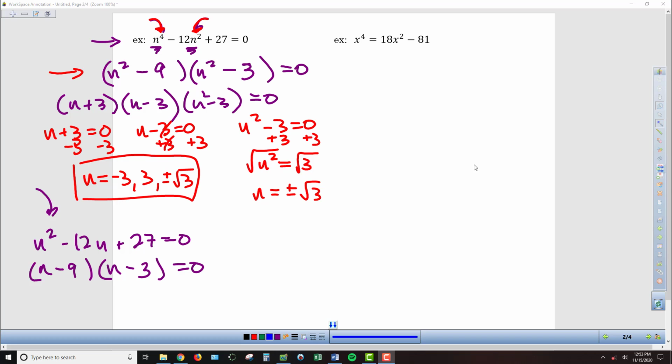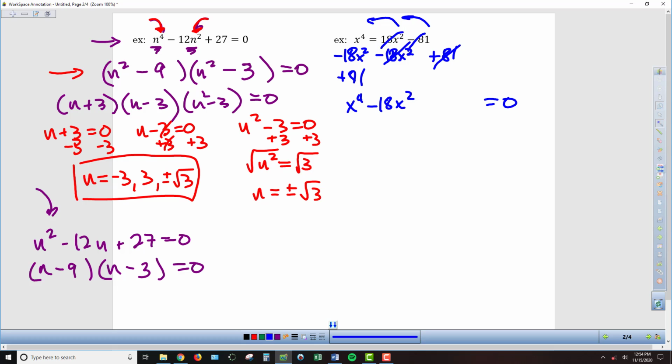In our second example, we have very much the same situation once we move everything over to one side so that it equals 0. So I'm going to subtract 18x squared from both sides. I'm going to add 81 to both sides. So I'm left with 0 over here on the right. Then on the left, I just have my x to the fourth minus 18x squared, and then plus 81.